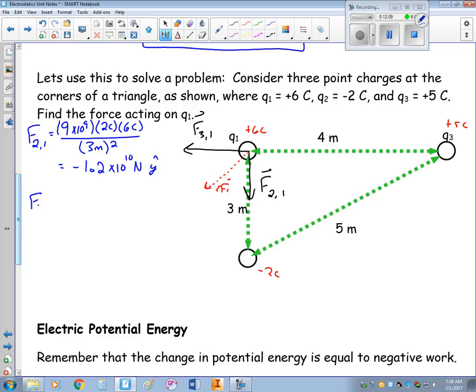And then F3,1, 9 billion, 5 coulombs times 6 coulombs. The distance between those two is 4 meters squared. And this force is pointing in the negative x hat direction.